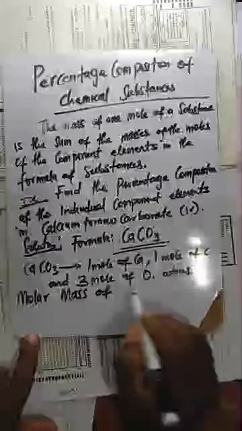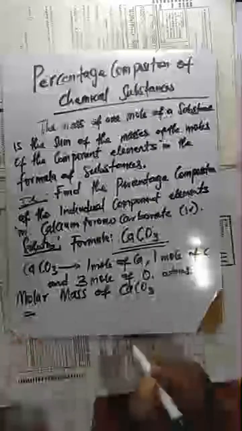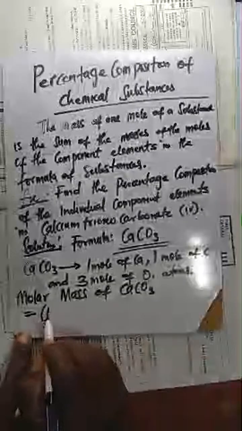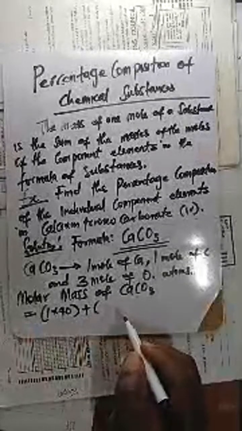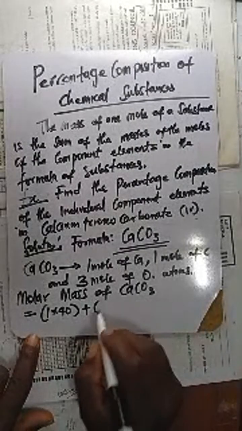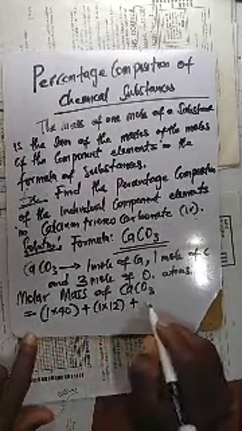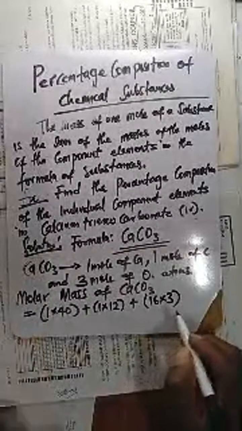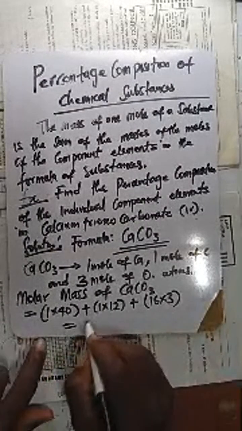Molar mass of CaCO3: the calcium is 40. I've said it earlier, 1 times 40, plus C is 12, 1 times 12, plus O3, O is 16, 16 times 3. So by the time you add everything together, we have 100 gram.